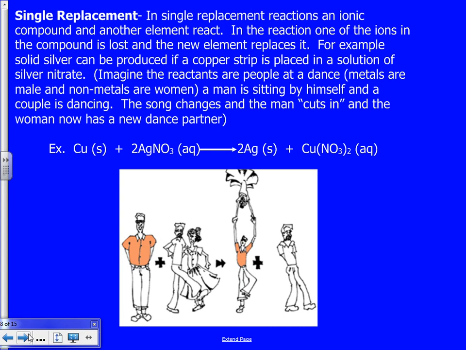Okay, single replacement. Now, the rest of these reactions that we're going to go over, we've already gone over 3. We're only going over 5. The last 2 are both replacement reactions. And they involve always ionic compounds.